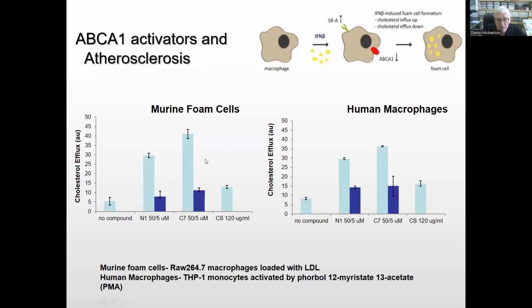So Mayan Ovadia in the lab followed our previous cholesterol studies, but instead of working on astrocytes, which is what all our studies were, she worked on peripheral cells, murine foam cells and macrophages. And as you see over here, all of the drugs, N1, C5, C7, activate cholesterol efflux from both murine foam cells and human macrophages. So this has the potential of being used to address all sorts of atherosclerosis problems.